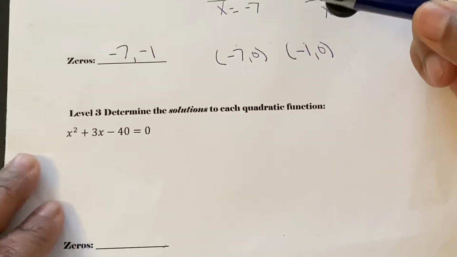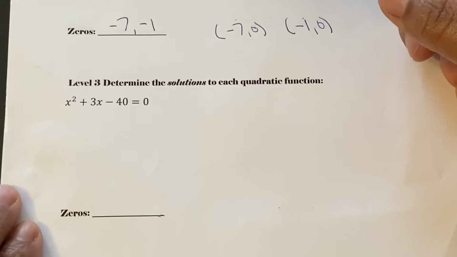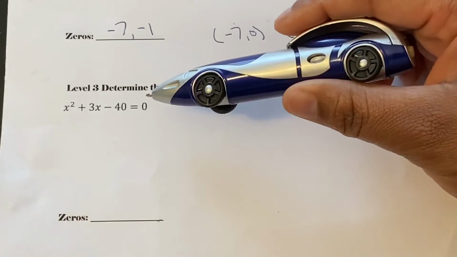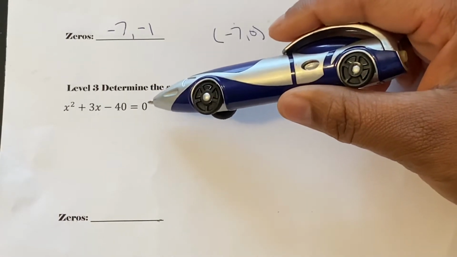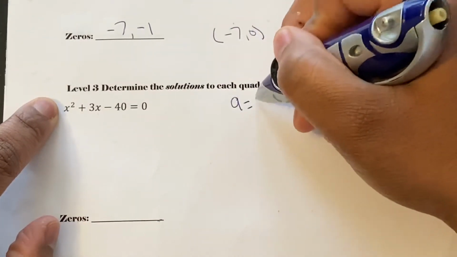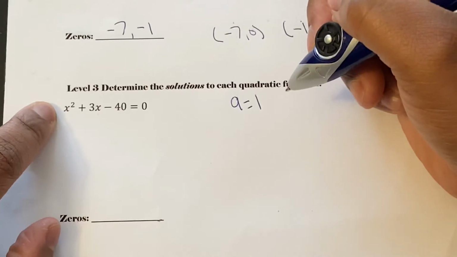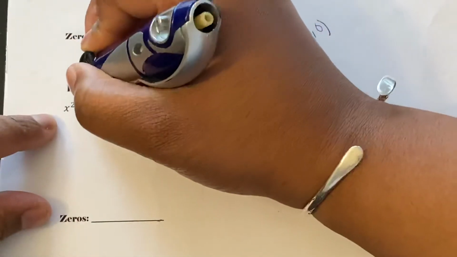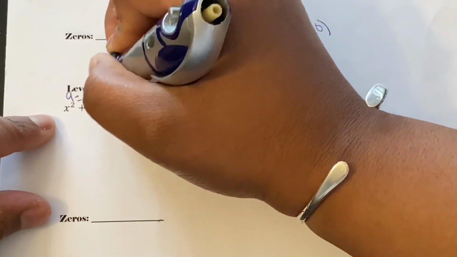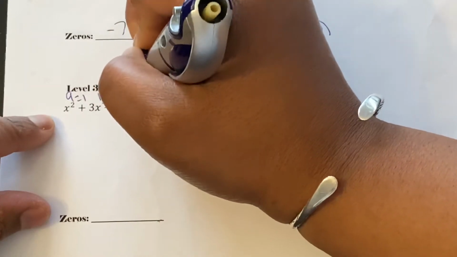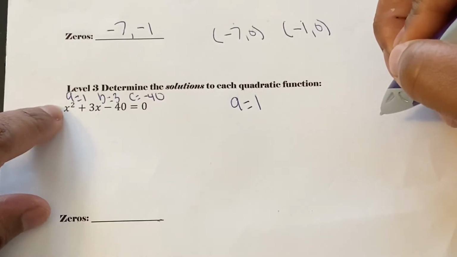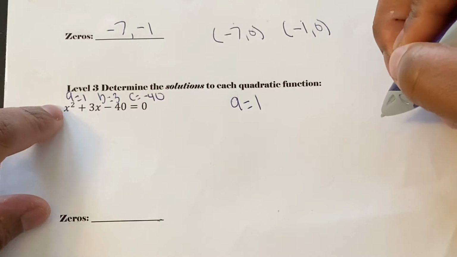Level 3 is when you have to solve when you're given a trinomial. You're given a trinomial where the a term is equal to 1. Here, this a term is equal to 1. So we have to find the factors of c, which is negative 40, that add to make b, which is 3. So whenever the a term is already 1, we just find the factors of c that add to make b.